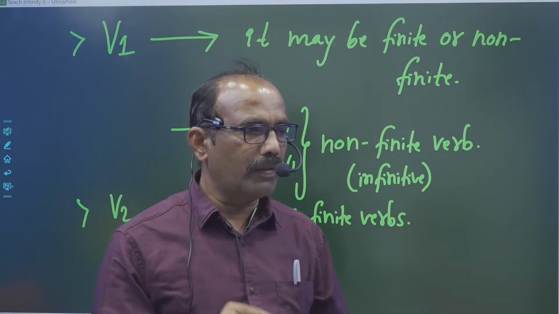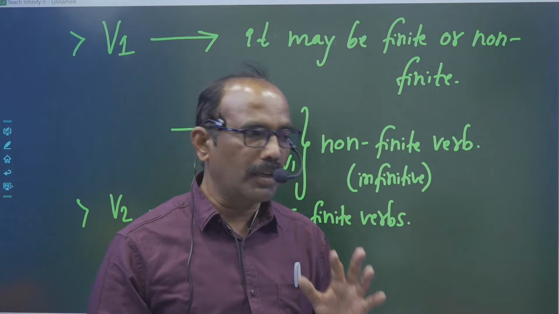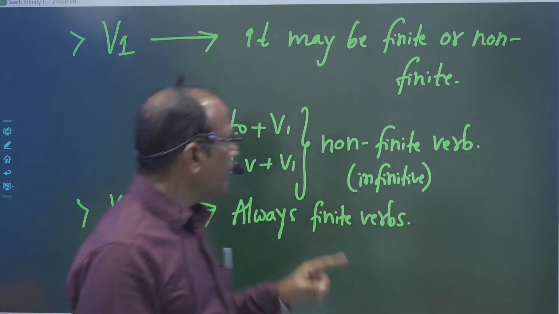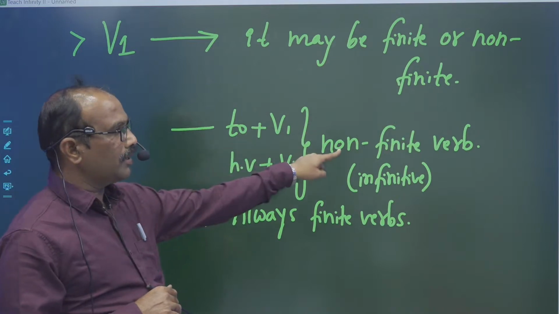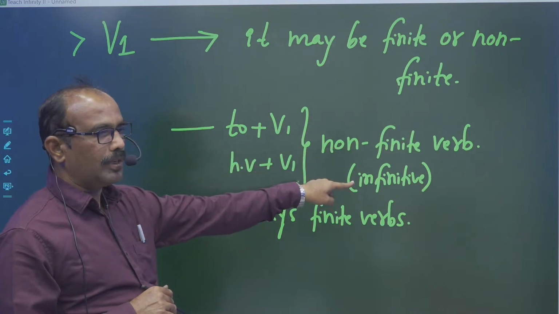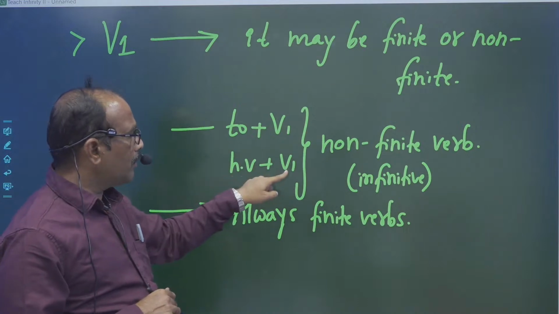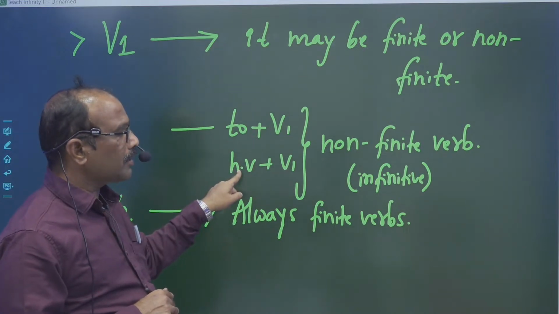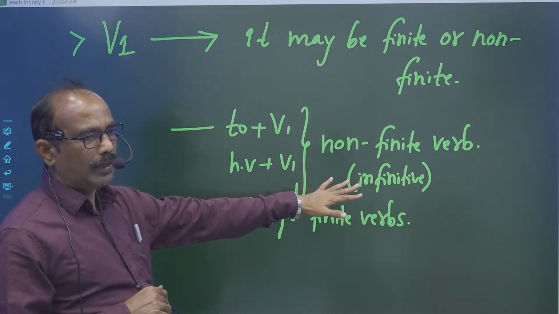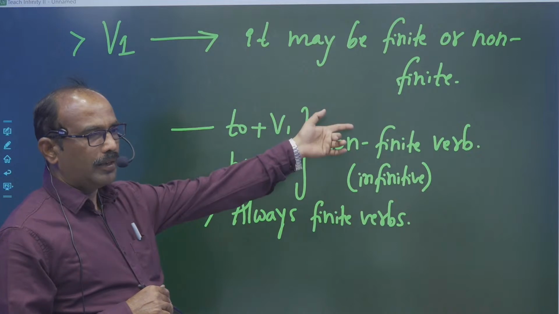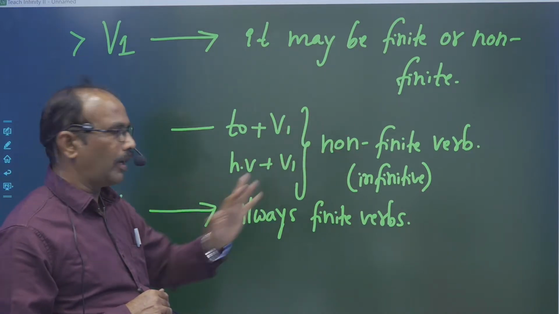And all the verb number 1, present form of the verb, they may be finite or it may be non-finite. It depends upon the situation. ಅದೇನಾಗಿದೆ? ಸಿಚುವೇಶನ್ ಮೇಲೆ ಡಿಪೆಂಡ್ ಆಗಿದೆ. If the verb number 1 has the preposition to with it, then that is considered as a non-finite verb, especially that is infinitive. And the verb number 1 having a helping verb with it, then that is also a non-finite verb, and that is also particularly infinitive ಆಗಿರುತ್ತೆ. And in all the other cases, the verb number 1 is always a finite verb.